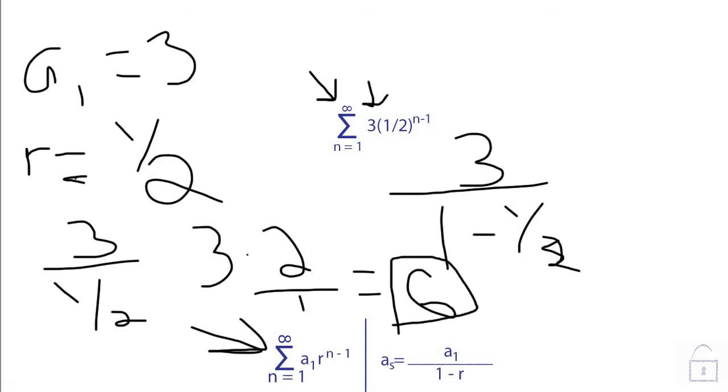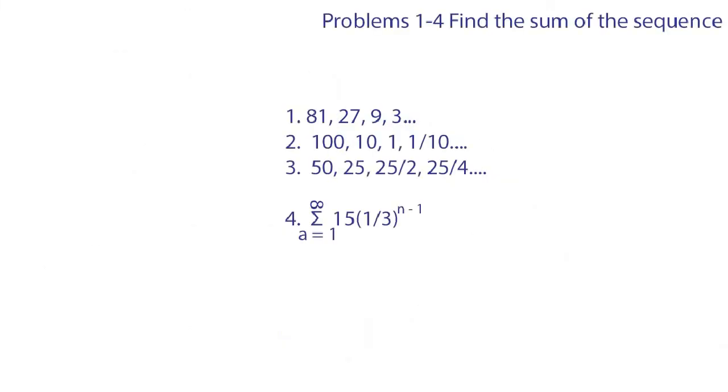Alright, so now let's get into the practice problems. Alright, here I have 4 practice problems for you guys to do. I'll have the answers in the description.